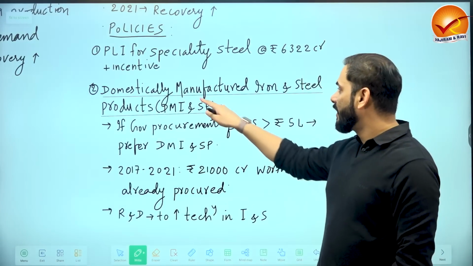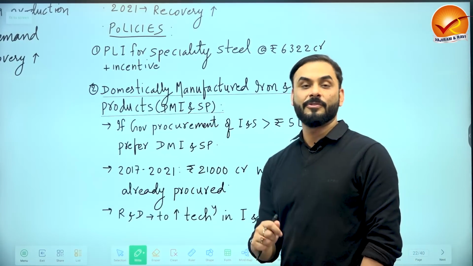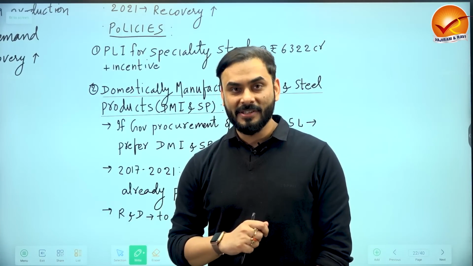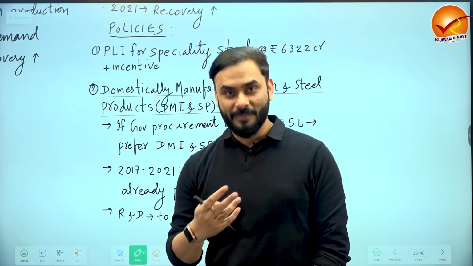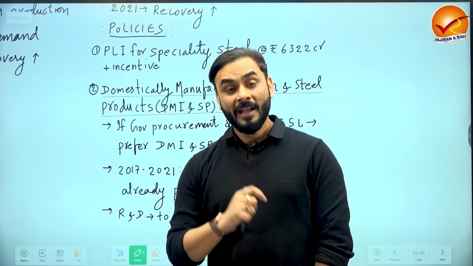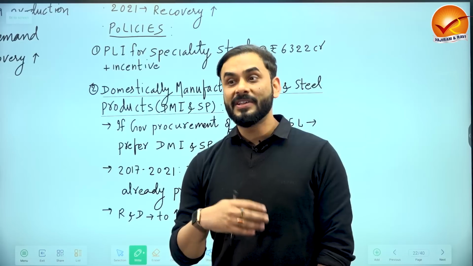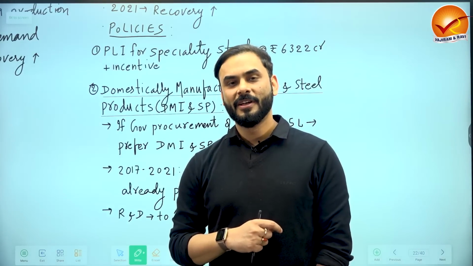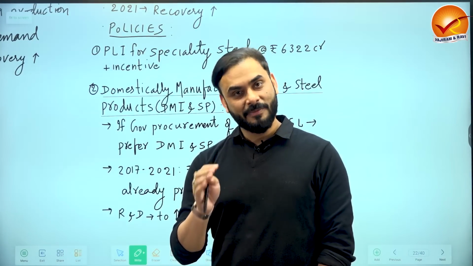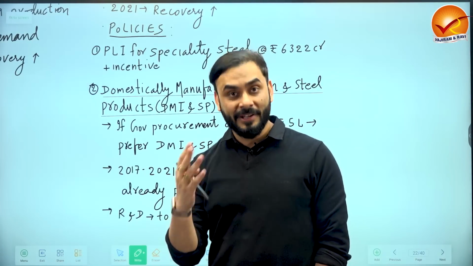The second scheme is called domestically manufactured iron and steel products, DMI and SP. What is this? Guys, there are many government companies, public sector enterprises, which are also in the business of manufacturing. They manufacture a lot of things. There are times when the public sector enterprises also need to buy steel, right? When they buy steel, they can buy the steel which has been manufactured in India, or they can buy the steel which has been manufactured by foreigners.